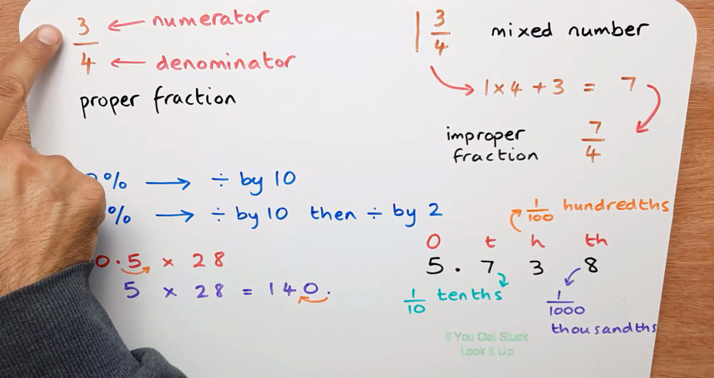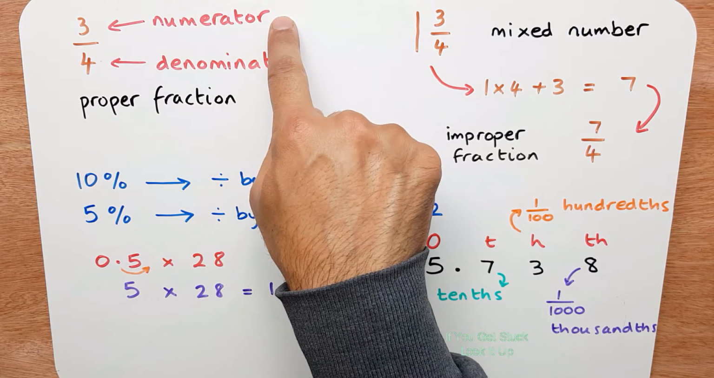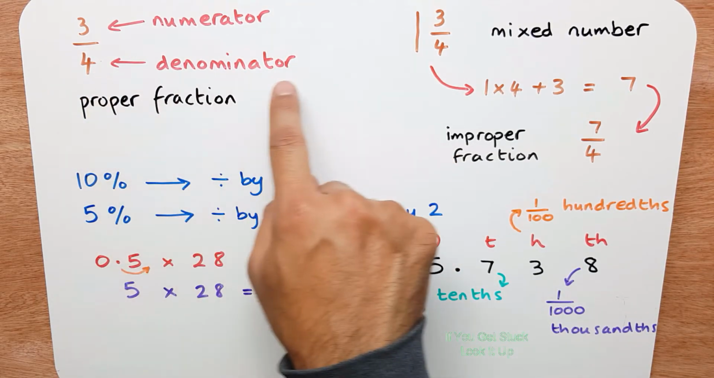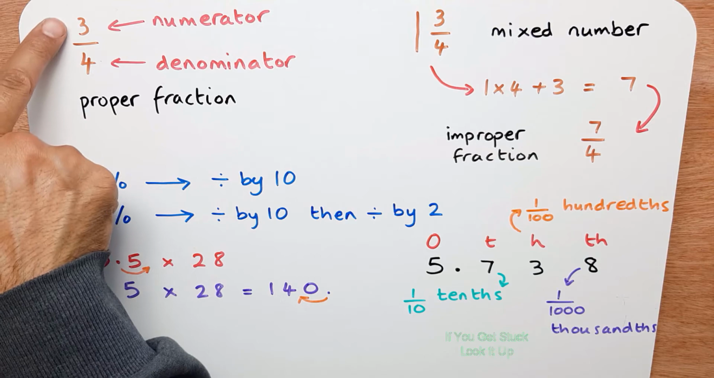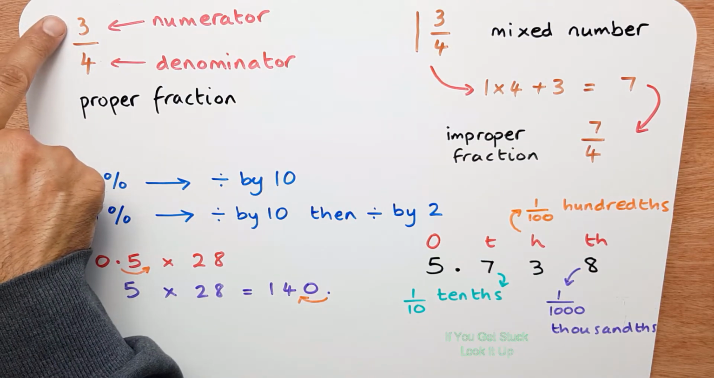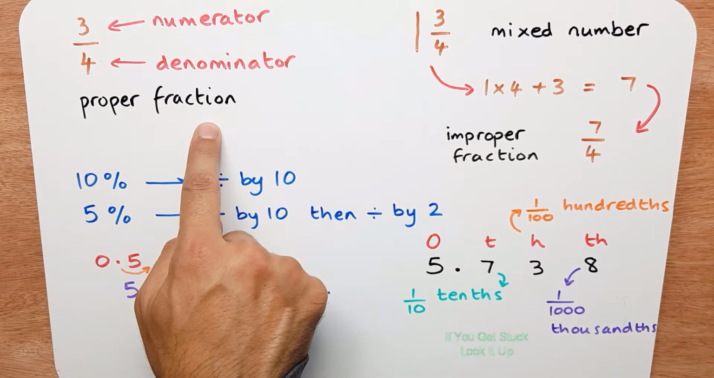In the last few questions we had a fraction, 3/4. The top part of the fraction is called a numerator. The bottom part of a fraction is called the denominator. And if the numerator is smaller than the denominator, so if the top number is smaller than the bottom number, it's called a proper fraction.